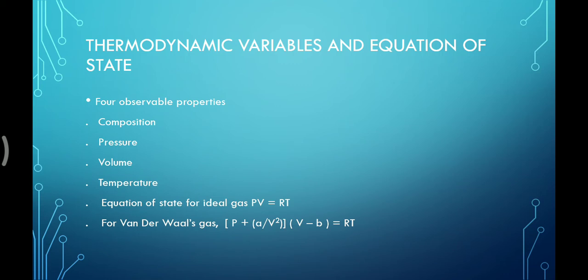And next, for van der Waals gas molecules, the equation is given as (P plus a by V square) times (V minus b) equal to RT. Here a and b are arbitrary constants.